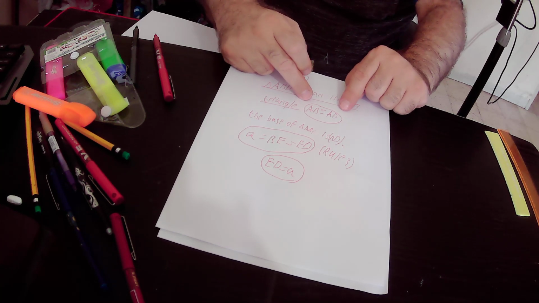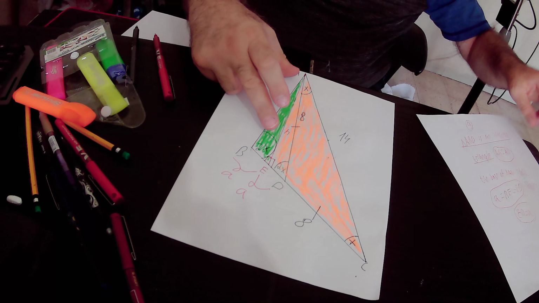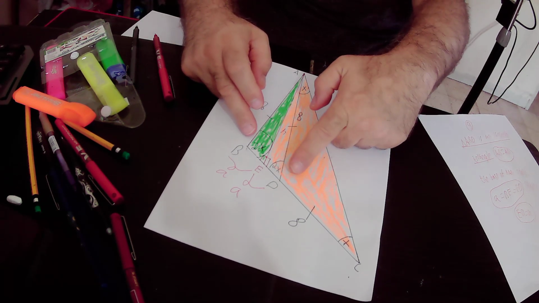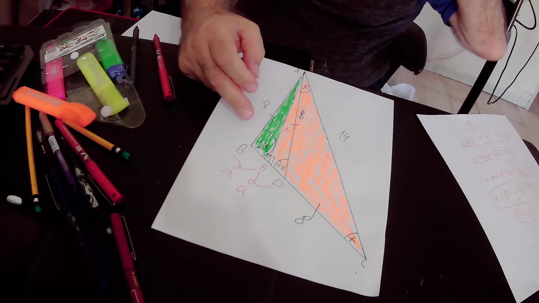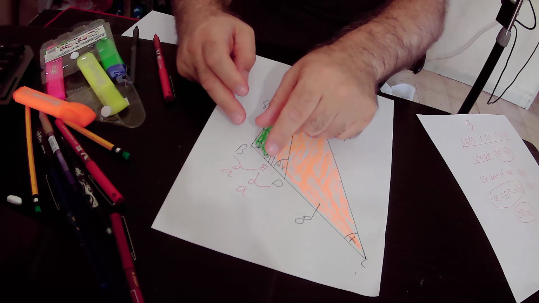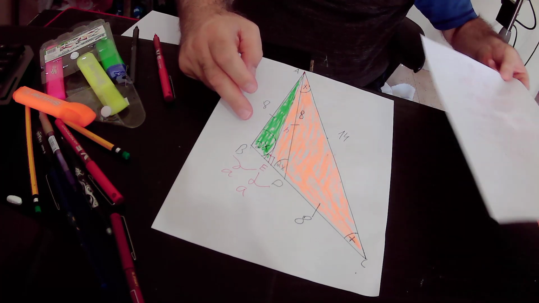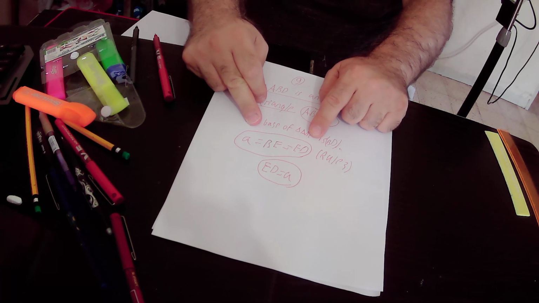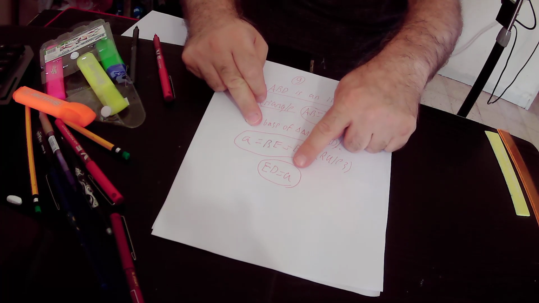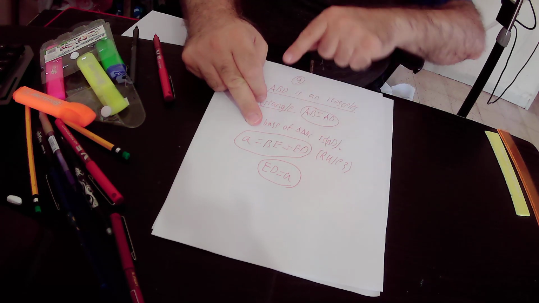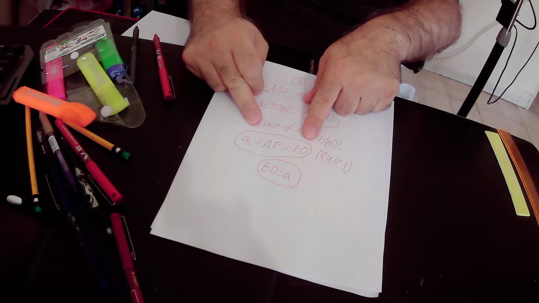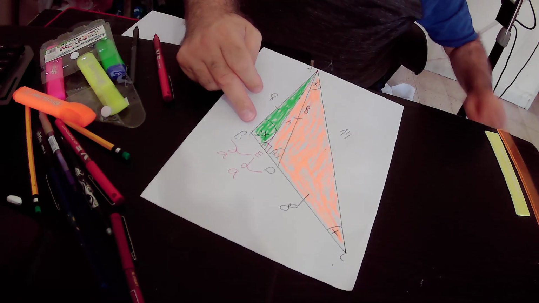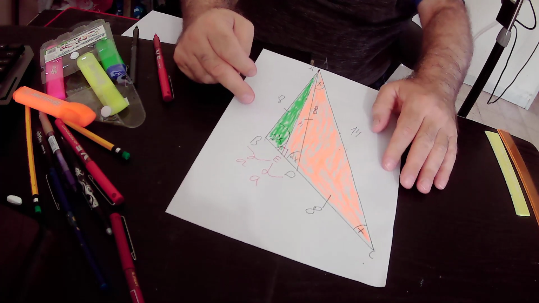That is to say, BE equals ED. And if we define BE as A, that is to say, if BE equals A, then according to this equality, we can deduce that ED also equals A. So we found out that BE equals A and ED equals A.